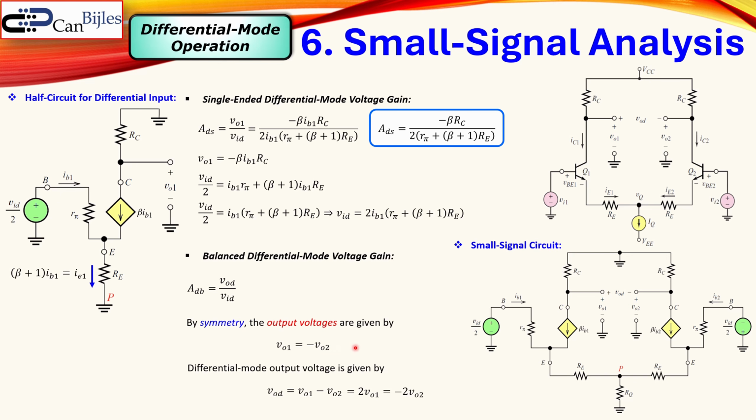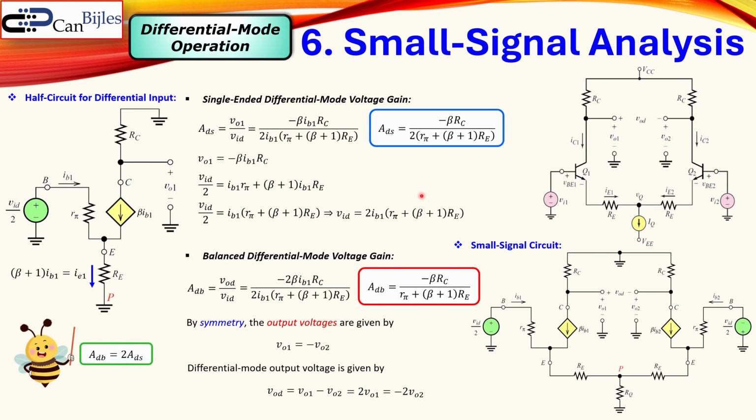Now I can use the expression for VO1 here and double that and put it in the numerator for our balanced differential mode gain. And I also have the expression for VID already. So I can put it here, and you see now the 2's will cancel. And I have an expression for my balanced differential mode gain, which is minus beta RC over this. And you can now see that the balanced differential mode gain is 2 times the single-ended differential mode gain. So that is a nice observation we can use later.